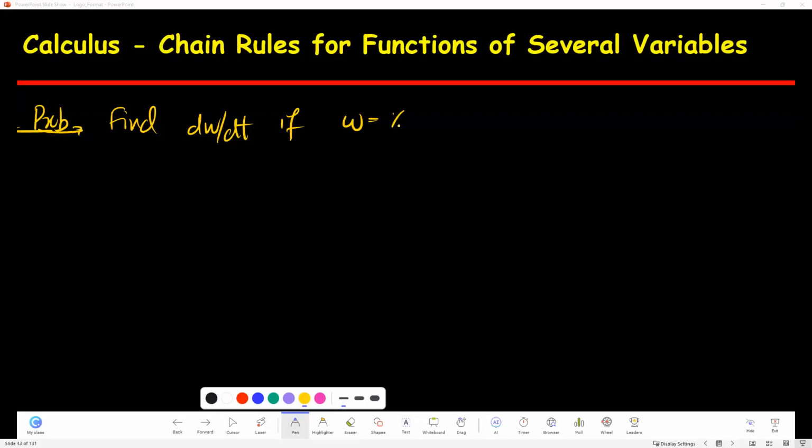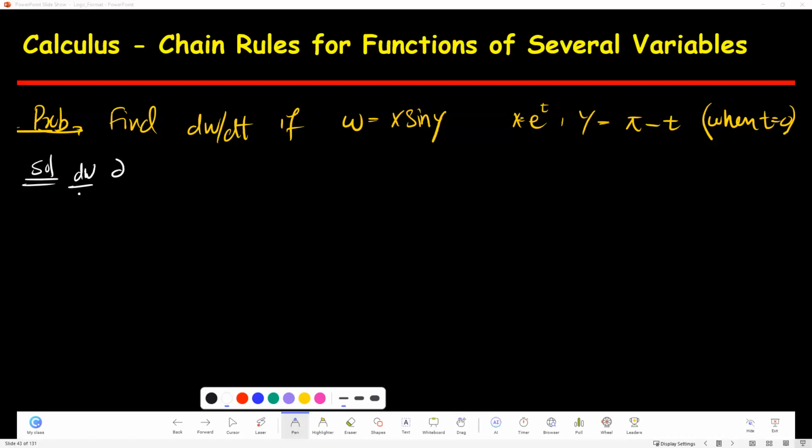w equals x sine y, and x equals e to the t, and y equals pi minus t, right? And we want to evaluate when t equals 0. So this function has pretty much everything you can imagine. Let's start it. Since we already know the formula, I'm not going to write it out, just directly applying the formula.